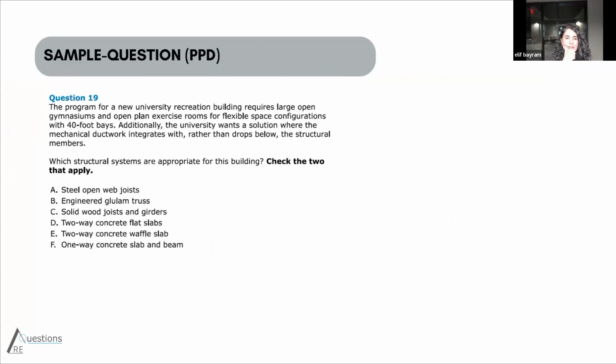So let's begin. The question says, the program for a new university recreation building requires large open gymnasiums and open plan exercise rooms for flexible space configuration with 40-foot base. Additionally, the university wants a solution where the mechanical ductwork integrates with, rather than drops below, the structural members.